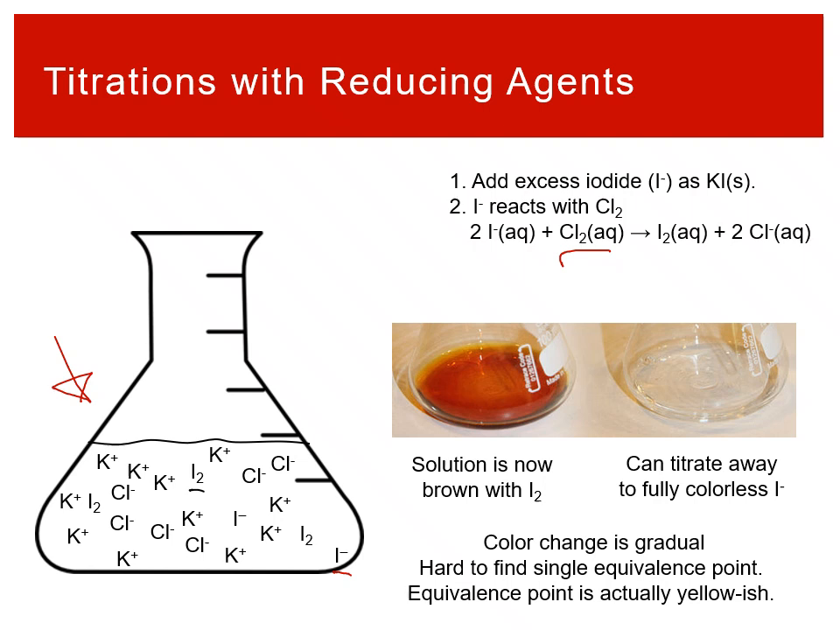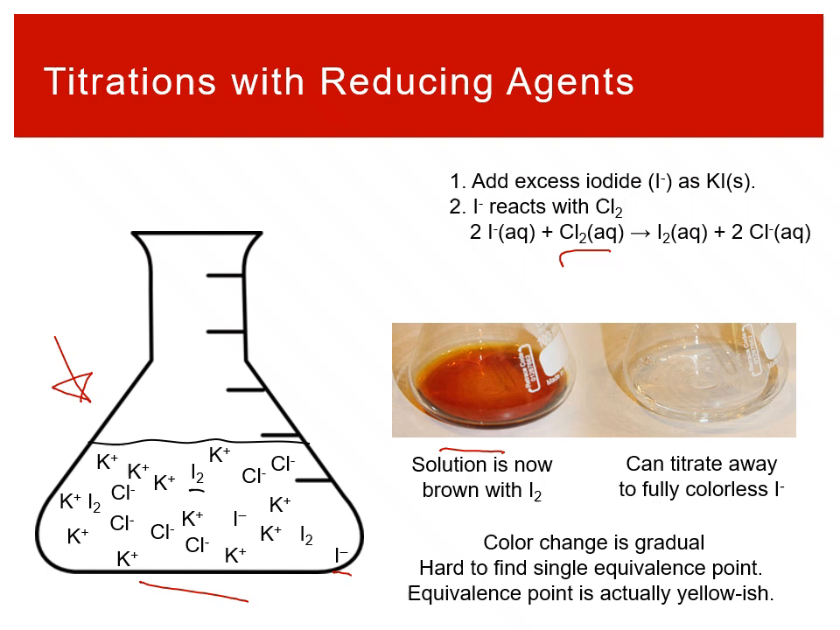Because you have a color change here, you can just titrate this solution, but it's really hard to do. The real reason is because you're trying to see a loss of color. As it stands, you have a brown solution. As you titrate and remove the iodine, the I2, it will become the colorless iodide. And that's actually going to be really difficult to see.